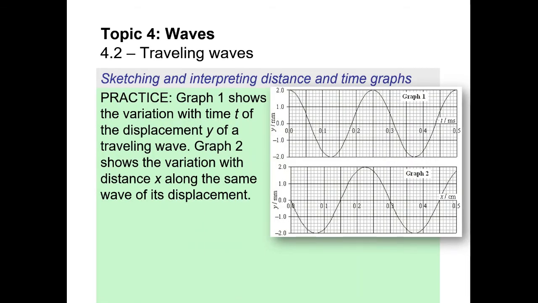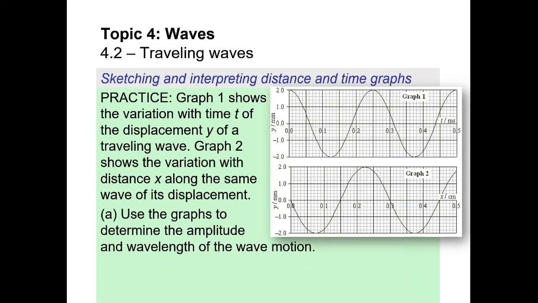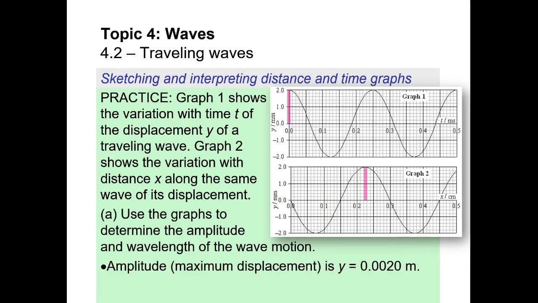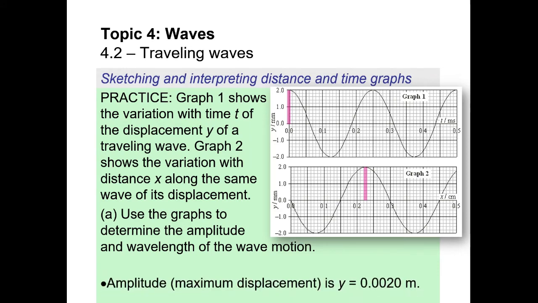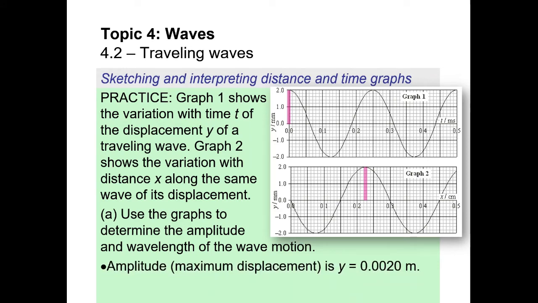Graph 1 shows the variation with the time t of the displacement y of a traveling wave. Graph 2 shows the variation with the distance x along the same wave of its displacement. A. Use the graph to determine the amplitude and wavelength of the wave motion. Amplitude is the maximum displacement from the equilibrium position. We can use any of the graphs. And that is 2 millimeter, which is 0.002 meter.